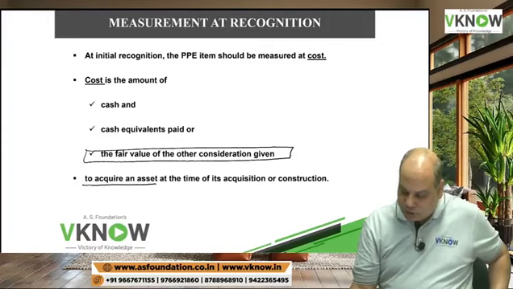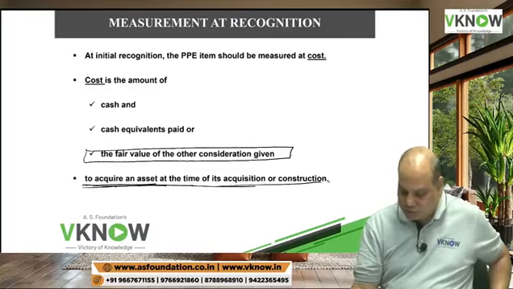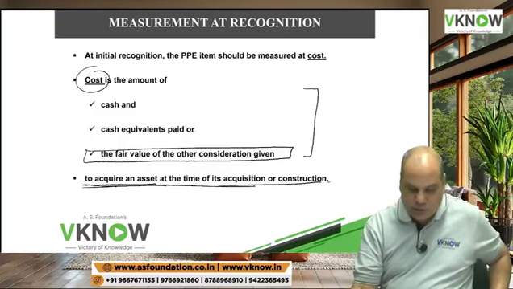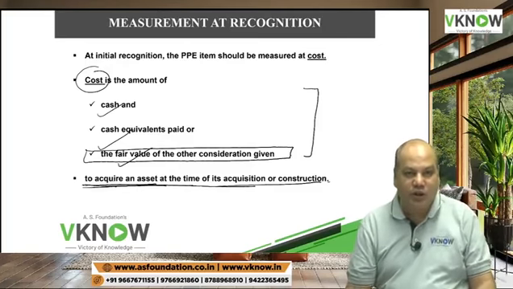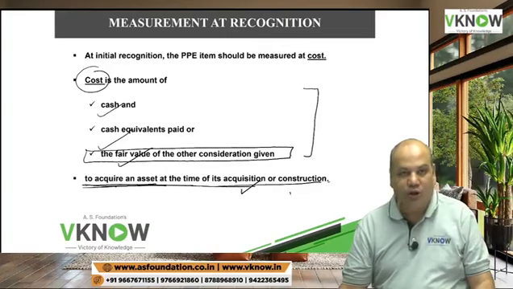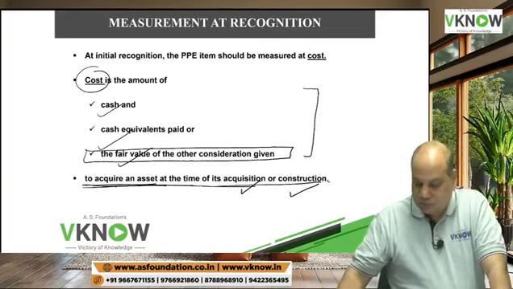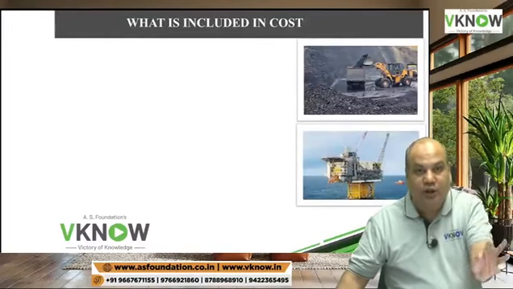Cost is the amount paid to acquire an asset at the time of acquisition or construction. This is the definition of cost. Once again, cash paid, cash equivalent paid, and fair value of any other consideration paid to acquire or construct an asset, that is called the cost of an asset. So now we'll go into detail.